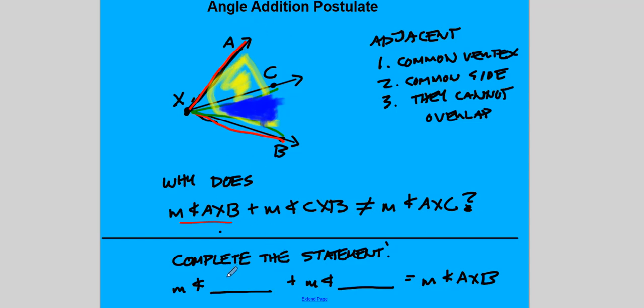So complete the statement. The measure of angle AXC, which again is the same as CXA, plus the measure of angle BXC, which is the same as angle CXB, equals the measure of angle AXB. So this measure plus this measure equals the total measure of angle AXB.